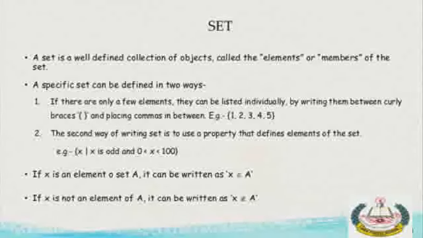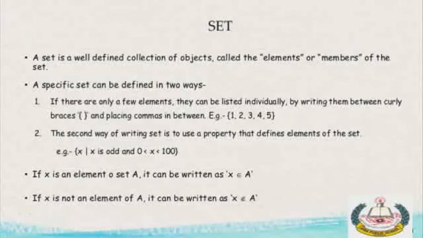The second way of writing a set is to use a property that defines the elements of a set. For example, {x such that x is an odd number greater than 0 and less than 100}. In this method, we use a property and it is called set builder form. So now we can move towards our next slide.